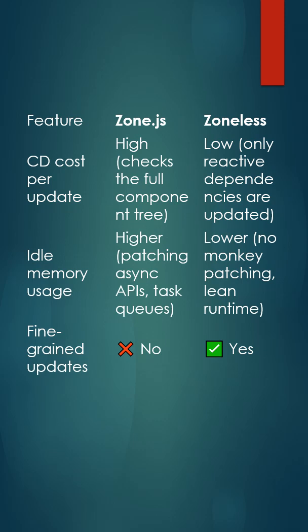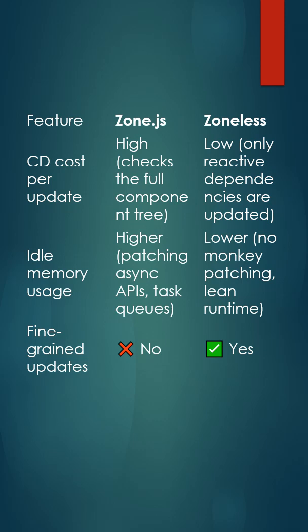Next is the change detection cost. CD is change detection. In Zone.js based applications the cost is high, because it checks the full component tree after patching. In zoneless, only the reactive dependencies are updated. This is a major difference in performance. I will show you where Zone.js is in our Angular project, in the traditional system.